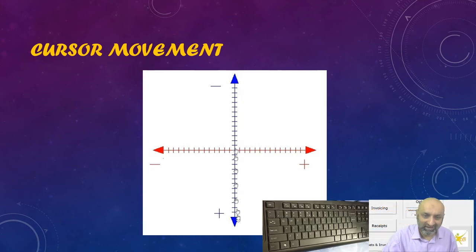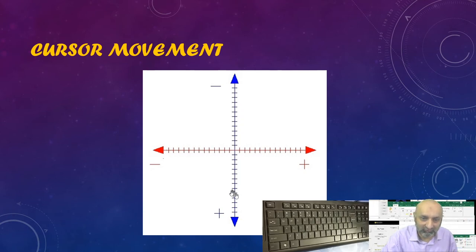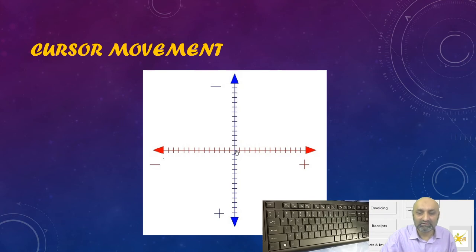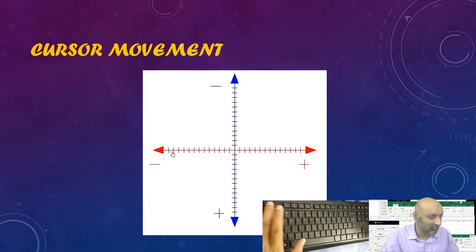If you look at this diagram, the red line shows the columns and the blue line shows our rows. If I give a positive row number, my cursor will move downward, and if I give a negative row number, my cursor will move up. Likewise, if I give a positive column number, my cursor will move right, and if I give a negative column number, my cursor will move left. So the command was offset. What is the syntax of offset?